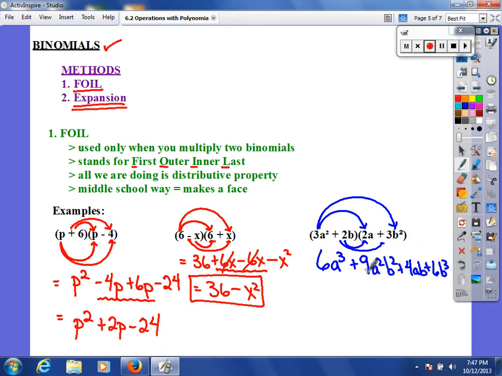Then we look to see if there are any like terms, and notice in this case, there isn't anything. Everything is its own last name. A cubed, a squared, b squared, ab, and b cubed. So that's as far as we can go. And so we circle that, and that's our final answer for foiling. Okay, multiplying two binomials. Be proficient with that.